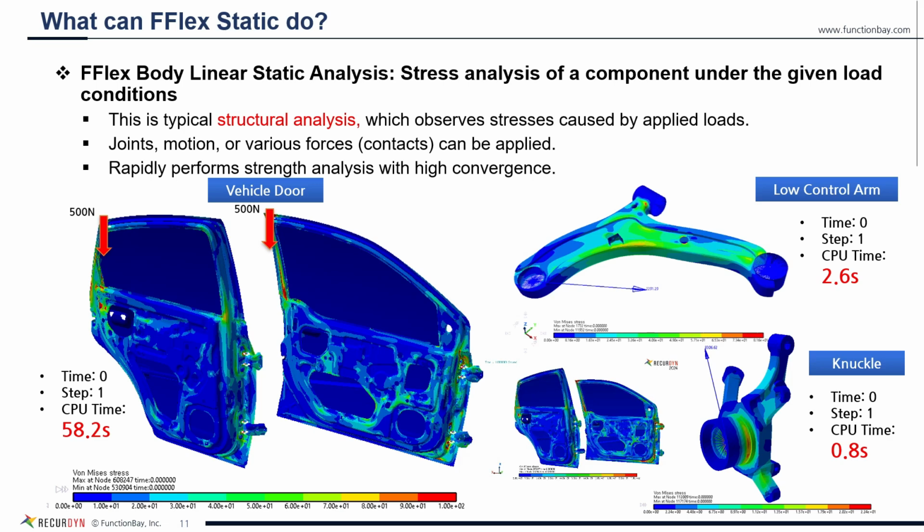So, what can you achieve with FFlex Static? The first application is general structural strength analysis through the static analysis. Here, you can see the vehicle door, lower control arm, and the knuckle. As you can see, the static analysis results can be obtained within just a few seconds. In this model, it took 58 seconds, but for the lower control arm, it took just 2.6 seconds, and for the knuckle, 0.8 seconds.